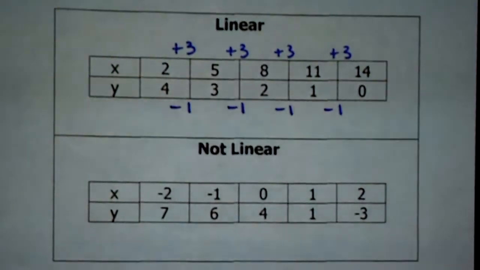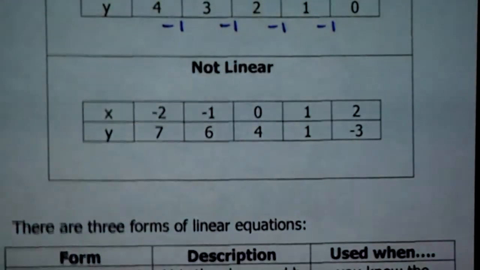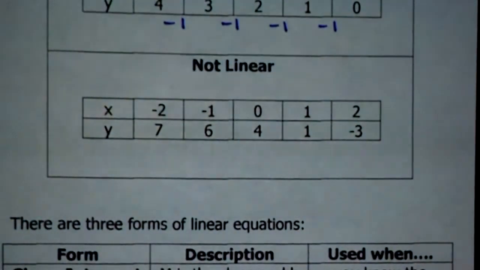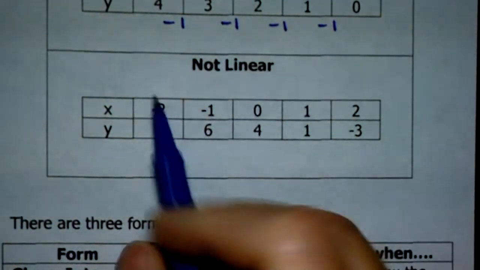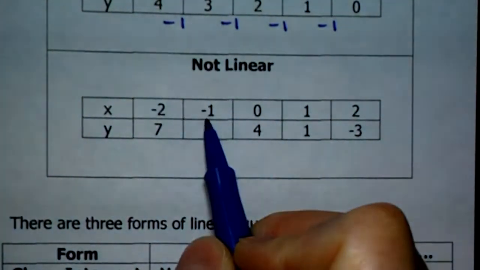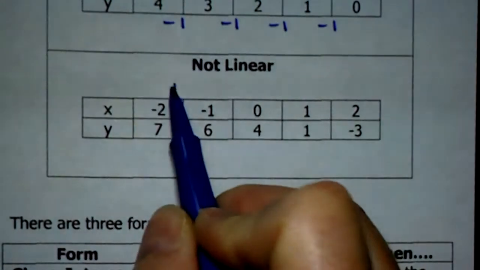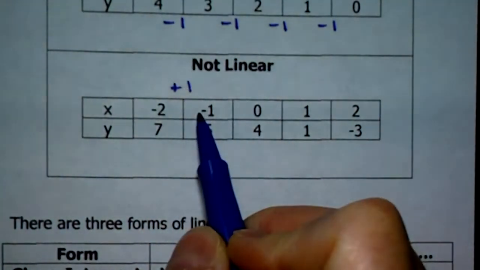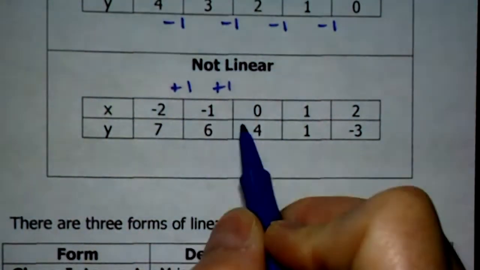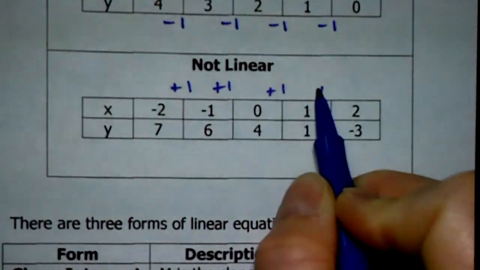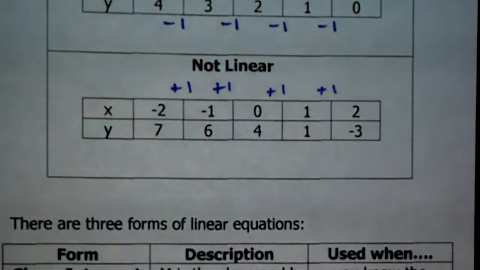This is linear. An example of a table that shows a non-linear relationship, take a look up here for the x. To get from -2 to -1, you're actually adding 1, because -2 plus 1 is -1. And -1 plus 1 is 0, and 0 plus 1 is 1, and 1 plus 1 is 2. So far, checking that, you might think, well, wait a minute, that's linear. X has a constant rate of change, but y has to have a constant rate of change too.